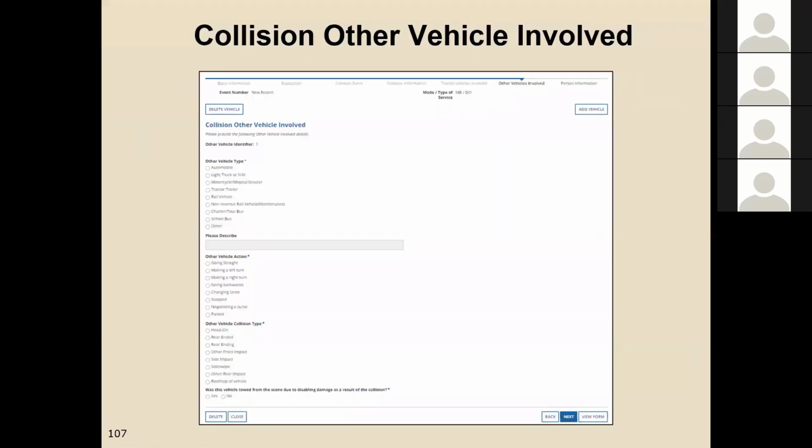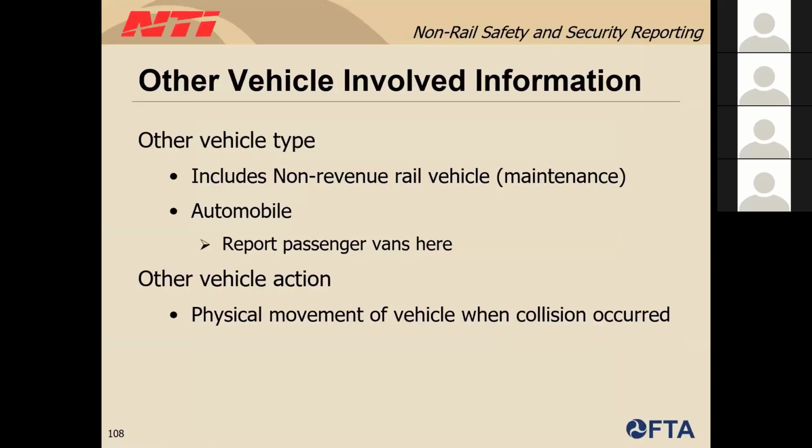This is a screenshot of the other vehicle involved screen for non-rail collision reporting. The form collects the type of other vehicle, which includes a selection for non-revenue rail vehicle. The automobile option would be used for both cars and passenger vans, like a Dodge Caravan, for example. The action or physical movement of the other vehicle at the time of the collision is also collected.